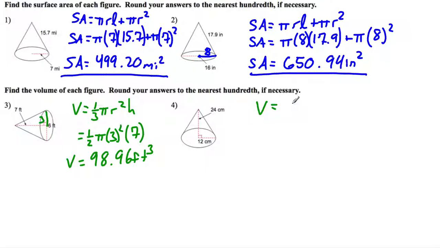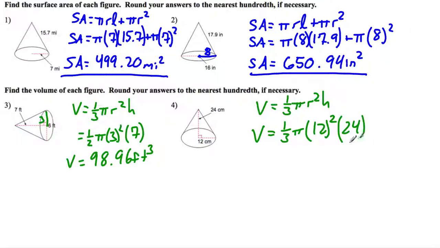For this last question here, volume is 1/3 of pi r squared h. So the volume is 1/3 pi. The radius here is 12. So that's 12 squared times the height, which is 24. So the volume is going to be equal to, ooh, you know what? Sorry, I wrote this as 1/2. So I made a mistake with number 3. Very sorry about that. I can't read my own handwriting.